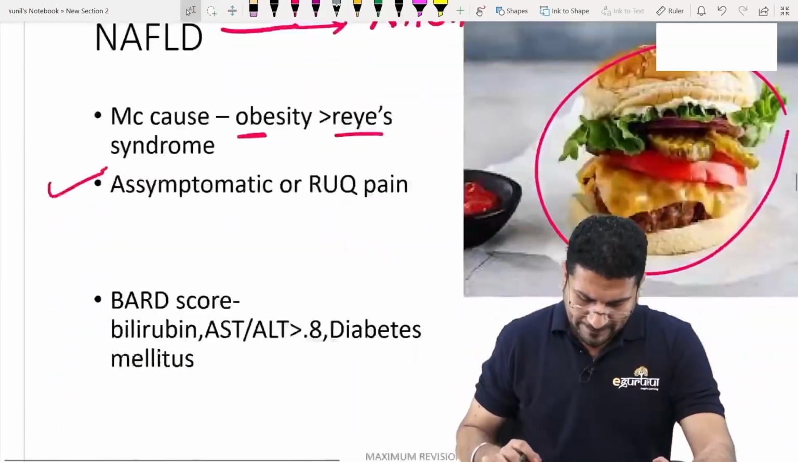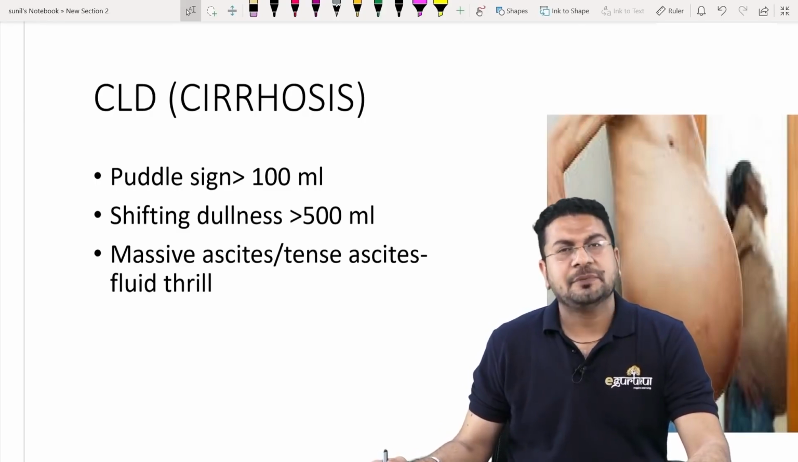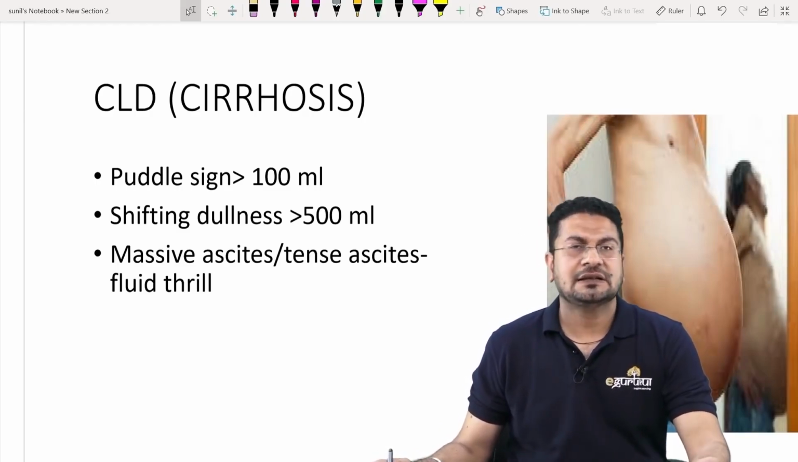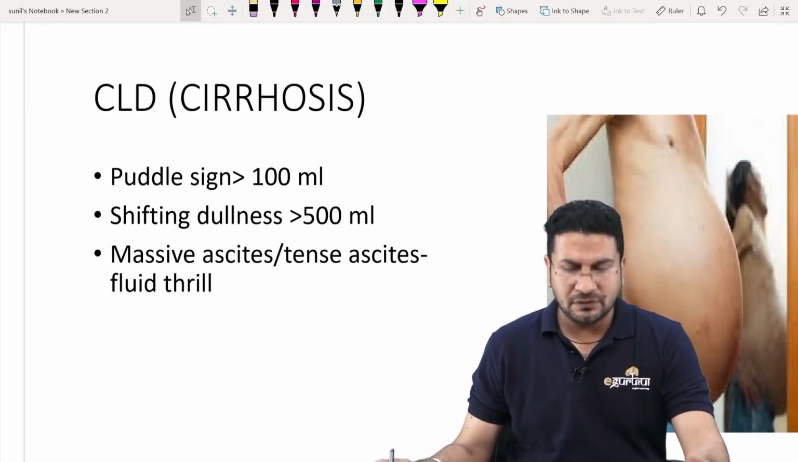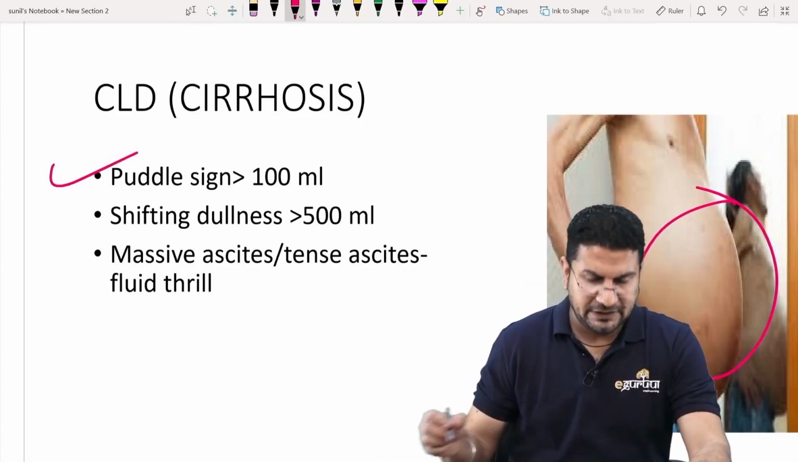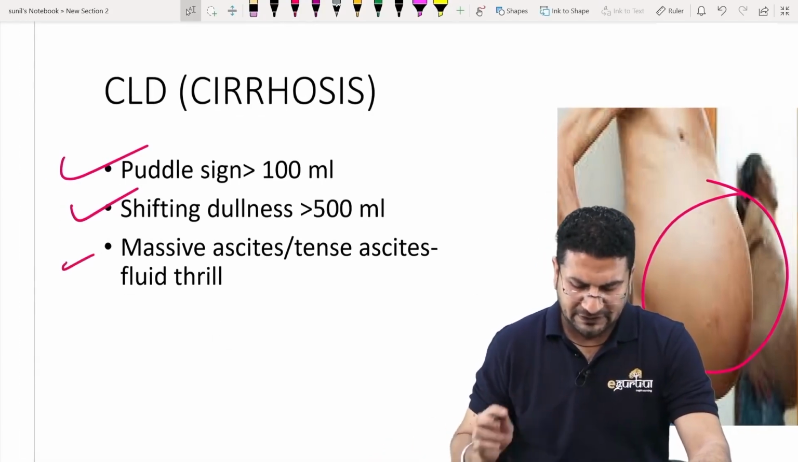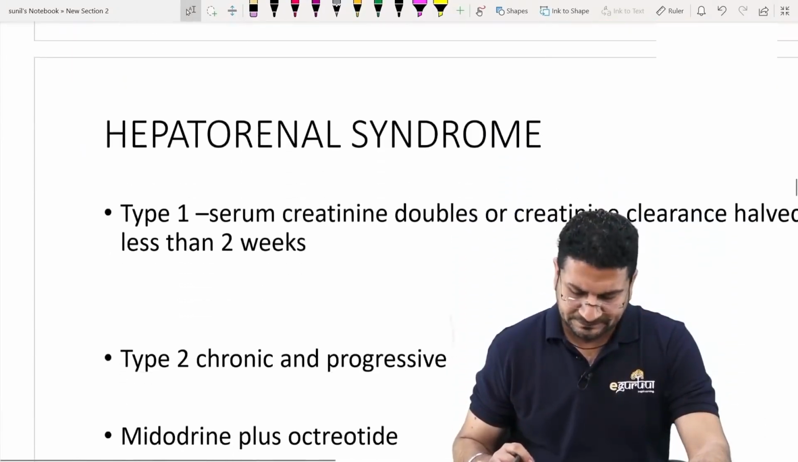Okay, if I say chronic liver disease, CLD, can occur because of two main reasons. One is a virus, that is hepatitis B and hepatitis C, and second is alcoholic. These are two main reasons. So you will see patient can develop ascites. So puddle sign will be when it is more than 100 ml fluid, shifting dullness at 500 ml, or sometimes you can see massive ascites or tense ascites.